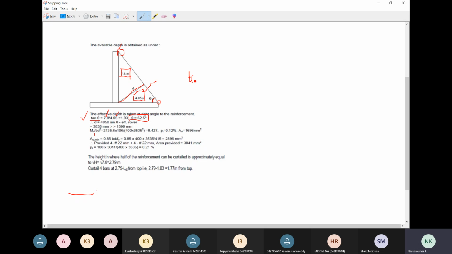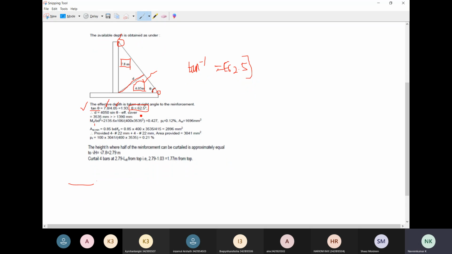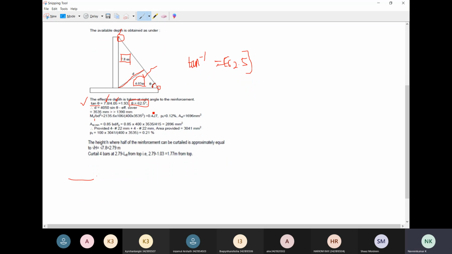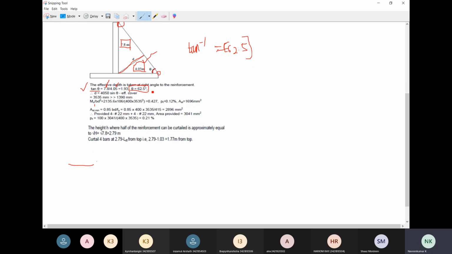So tan inverse of 1.93 equals 62 point something. If you solve the expression using trigonometrical methods, you get the angle as 62.5 degrees. So this is the angle, 62.5 degrees.